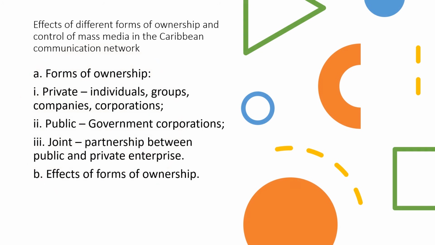Then we have the effects of different forms of ownership and control of mass media in the Caribbean communication network. There are different types of ownership. There is private, there is public, there is joint. Now, private ownership is where there are individuals, groups, and companies and corporations that are definitely involved in ownership of the media. For example, Digicel. Those are privately owned entities. Then there is public, government or corporations, and then there is joint, between partnerships of the public and the private enterprises.